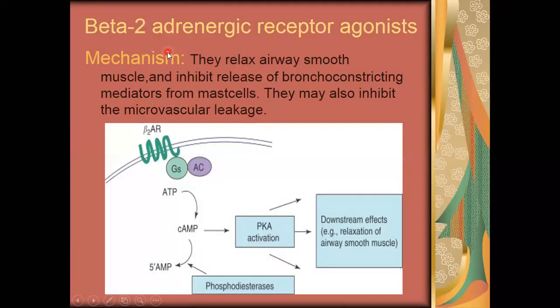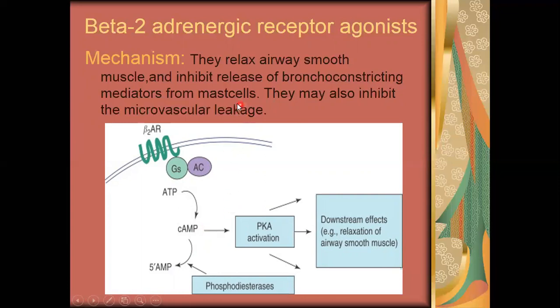So the first category is bronchodilators, and in that, the first one is beta 2 adrenergic receptor agonists. The main mechanism of action of these drugs is that they act on the beta 2 adrenergic receptors and cause increased levels of cyclic AMP. These increased levels of cyclic AMP cause protein kinase A activation that leads to downstream effects like relaxation of airway smooth muscle. This is the main mechanism of action of this class of drugs.